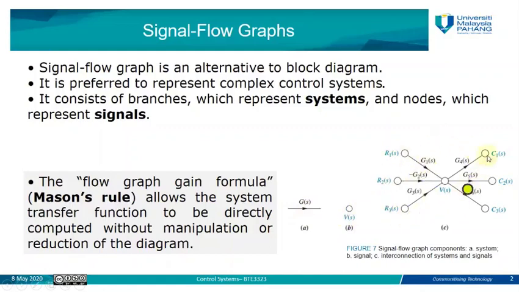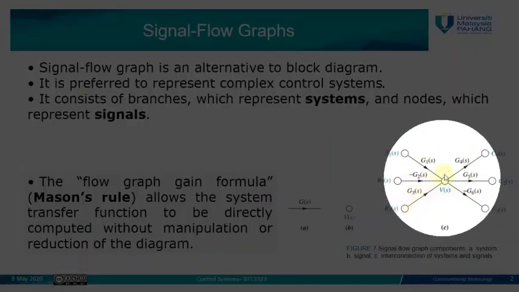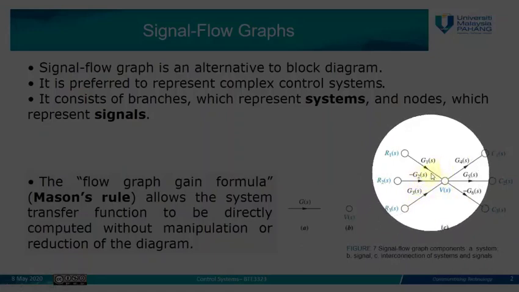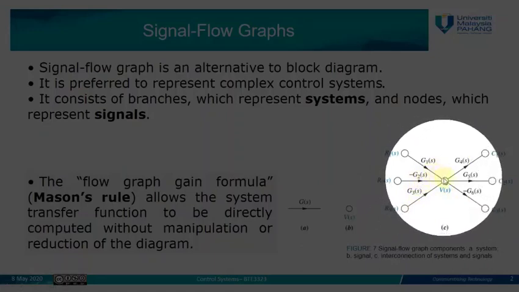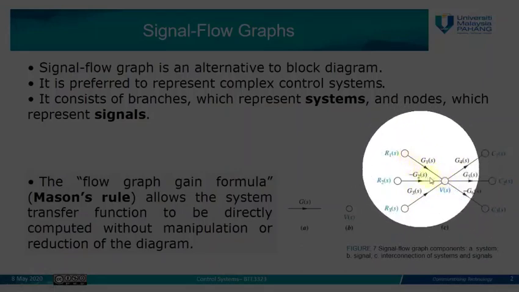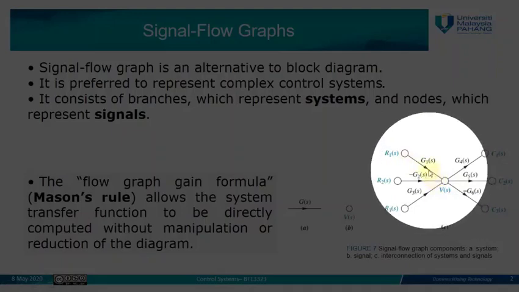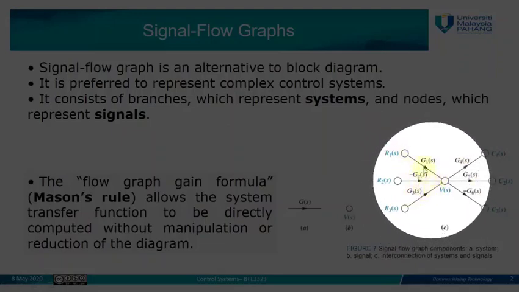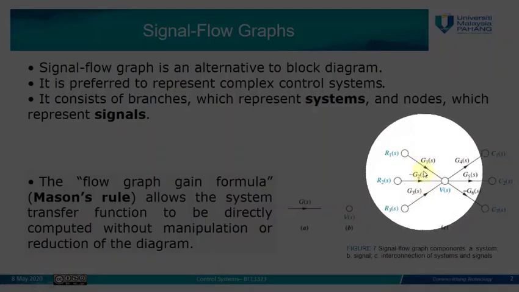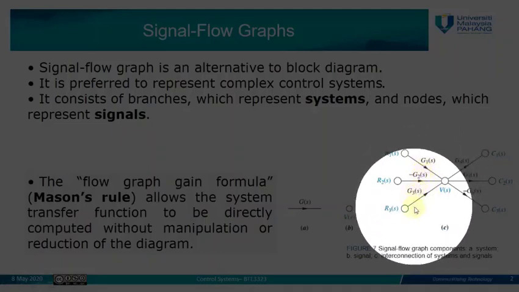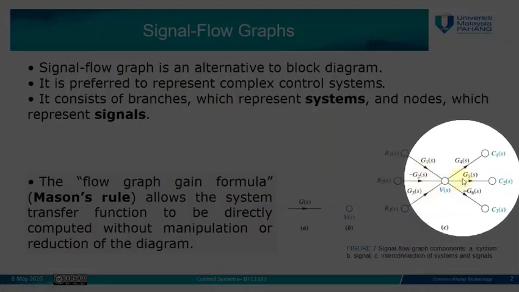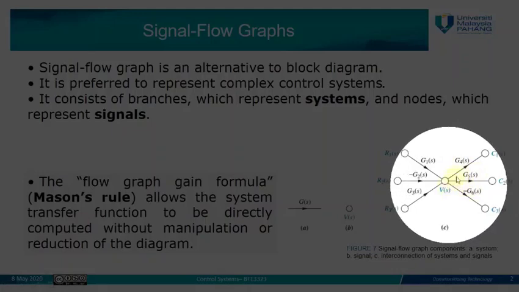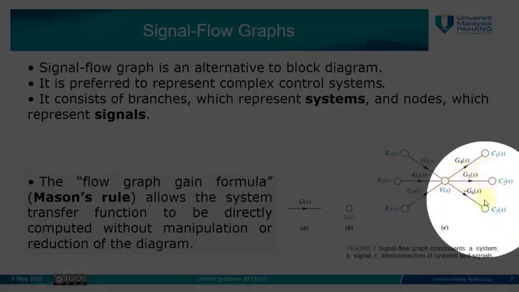As we can see here, this is an example of a signal flow graph. In this example we have several nodes, roughly 7 nodes, and we have 6 branches. There are connections between nodes by using these branches, which represent subsystems. So between R1(s), R2(s), R3(s) and V(s), there are 3 branches. Each branch represents one system, which are G1(s), negative G2(s), and G3(s). And here we have another 3 subsystems, represented by 3 branches between node V(s) and nodes C1, C2, and C3.